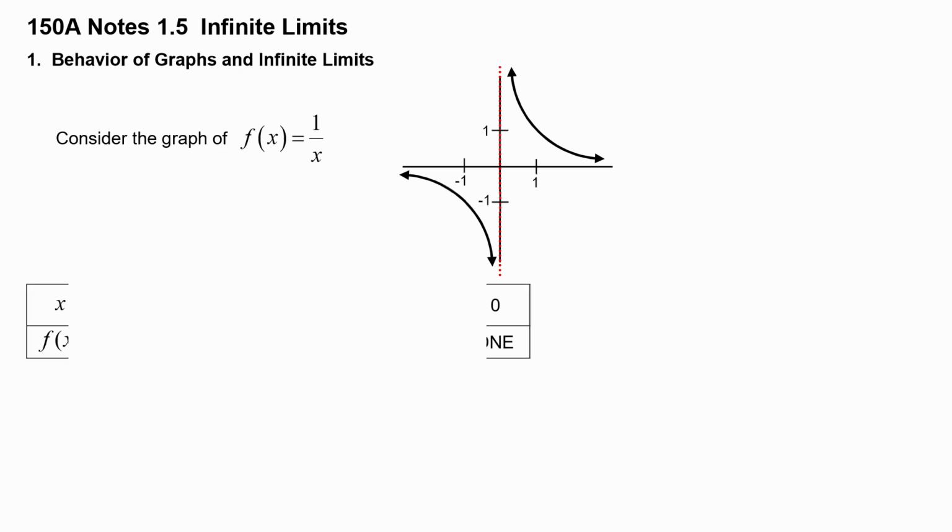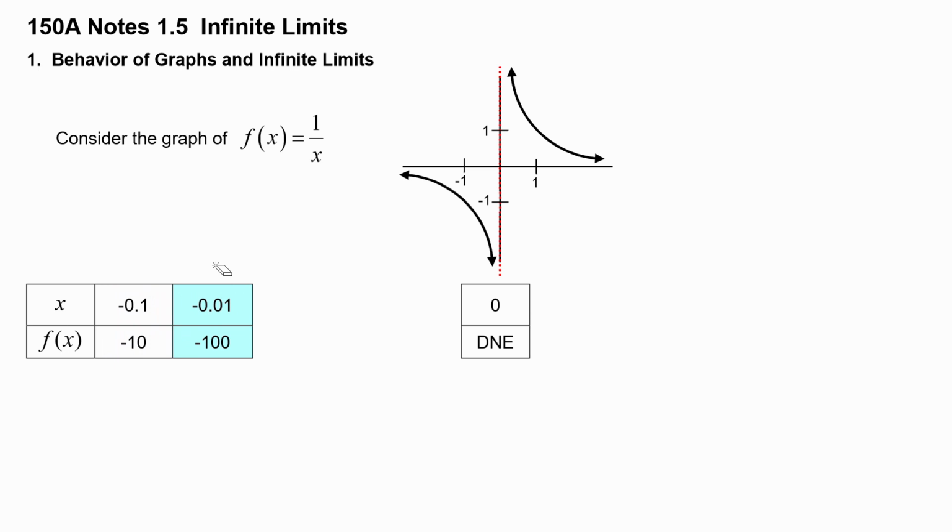We know that if we try to plug in x equals 0, f of x does not exist. Now let's explore what happens to f of x as the x values approach 0 from the left. So we're talking about x values coming in this way. When x is negative 0.1, f of x is negative 10. If we get a little closer, where x is negative 0.01, then f of x goes to negative 100. And if we get closer at negative 0.001, f of x goes to negative 1,000.